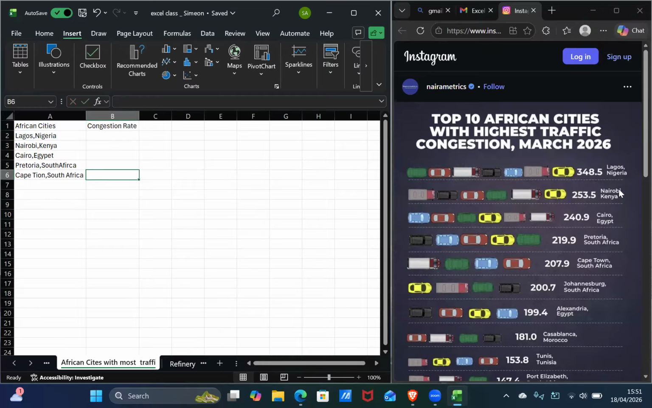For the congestion rate, should I round it up? Should you write what? Should I round it up? No, put the exact figures though. If you round up, it may not represent the reality of what the information wants to give us. Rounding up is good, but sometimes it's just better to use the exact data for precision.